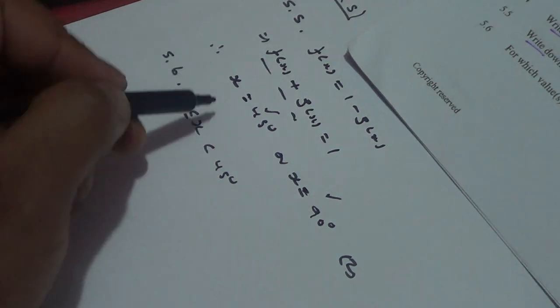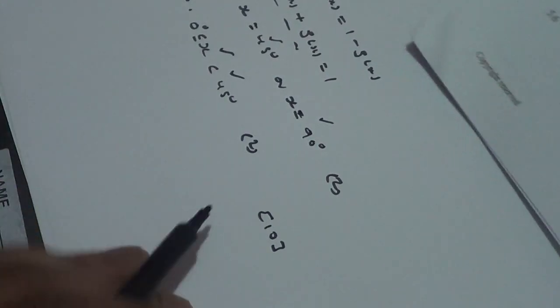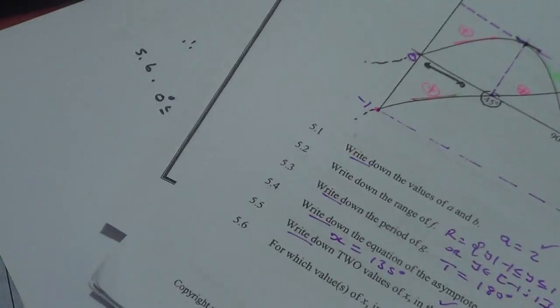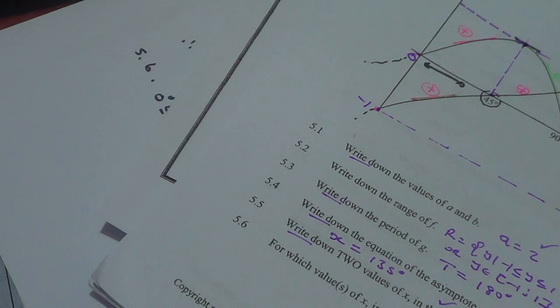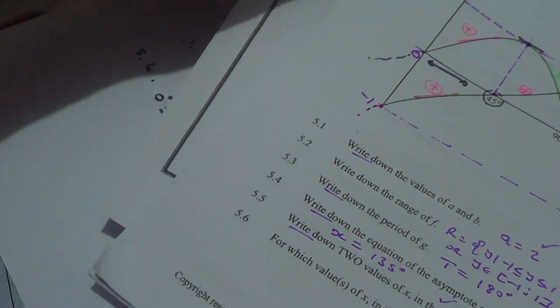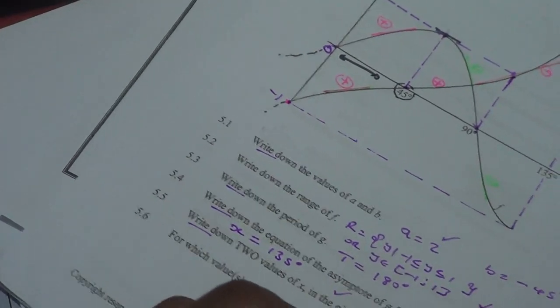Alright guys, so again, you get your 2 marks. See how easy these 10 marks are? If you just work a little bit on your diagram, you are sorted. You are sorted. So I think we have finished 2 hours now.